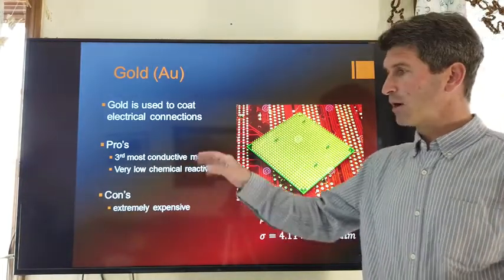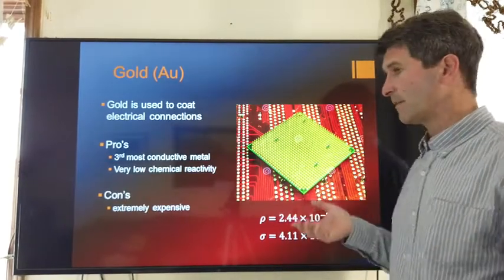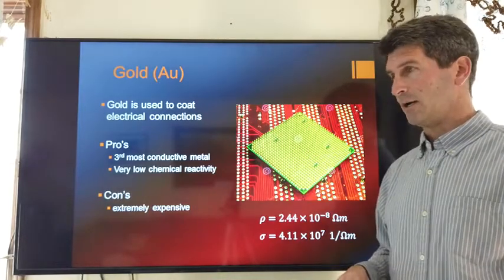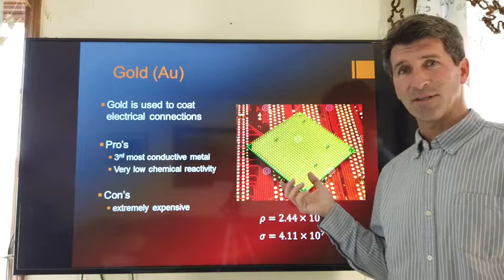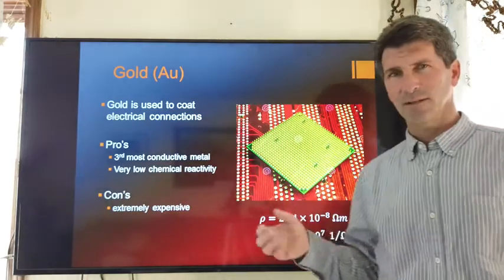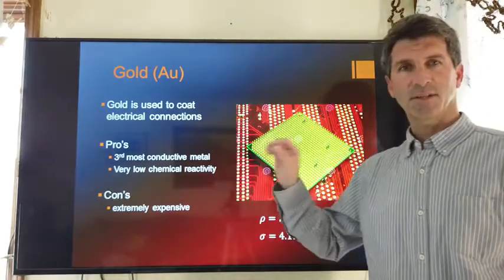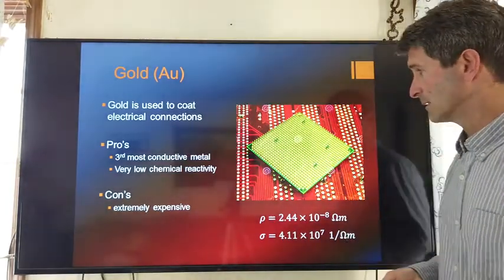Okay, so again, pros: very low chemical reactivity. Gold is a noble metal; it doesn't really react with much of anything. I think the only thing I can think that it even reacts with is aqua regia, which is nitric and hydrochloric acid. But because of its expense, we typically only use it to create very thin coatings.